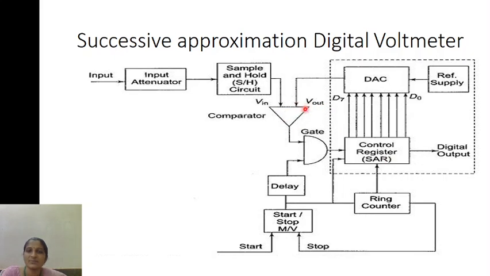Now again the process repeats until the processing of the input signal has been done. This process will be time taking, but it will be very accurate. And here you are using a reference supply because a D2A converter requires a reference supply. And the start stop pulses are produced from the start stop multivibrator.